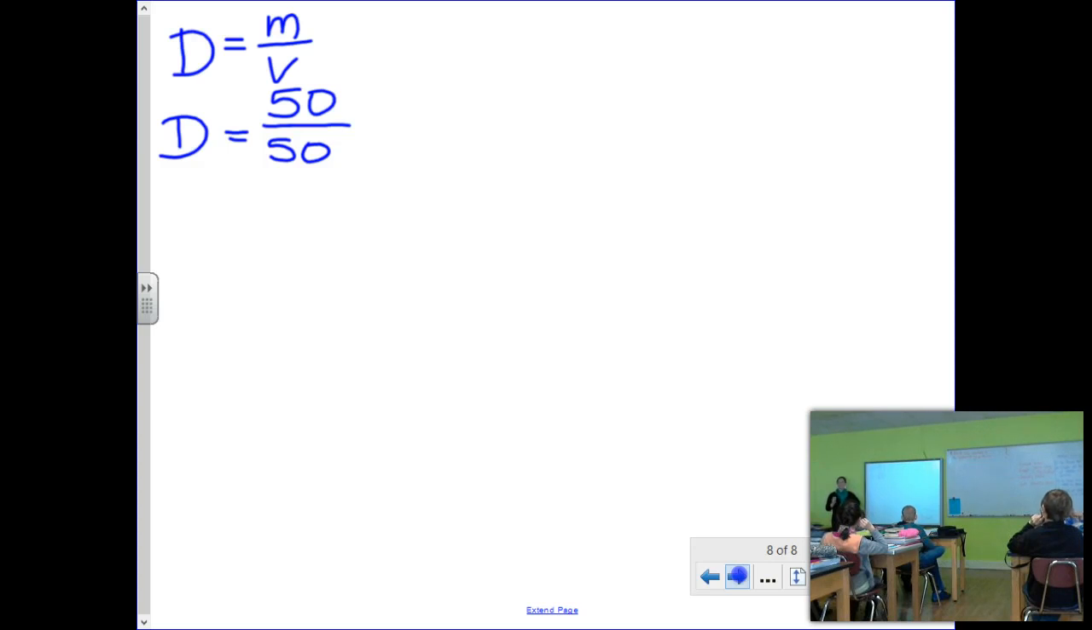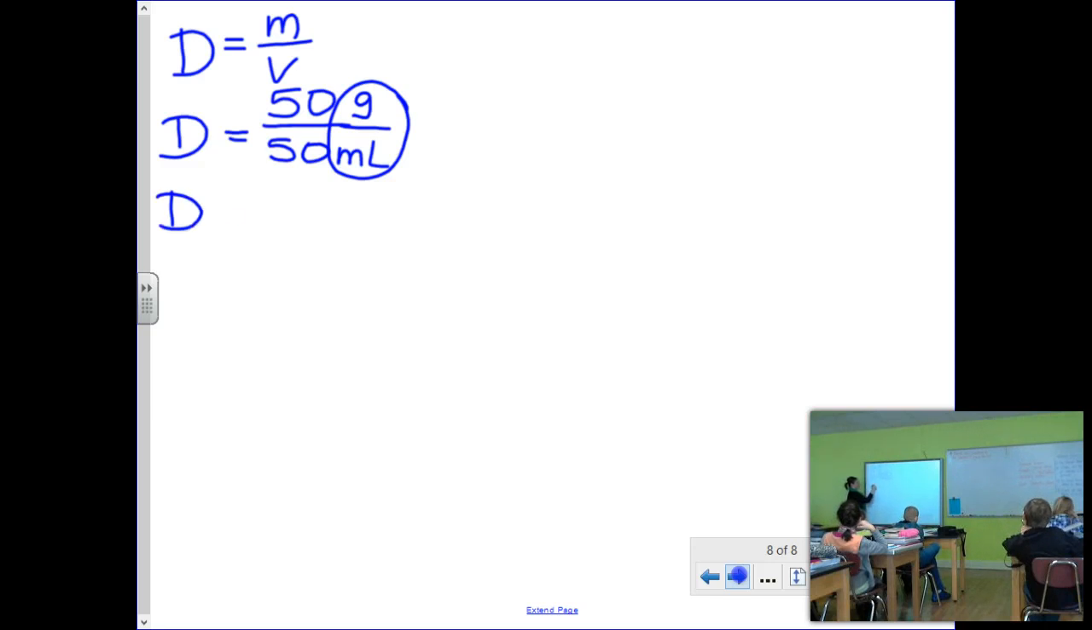Density is where you want to keep track of your units. Did we see the weirdo unit that we ended up with? I want to make sure that for mass I used grams, and for volume I used milliliters. This right here is going to help me in my next step.